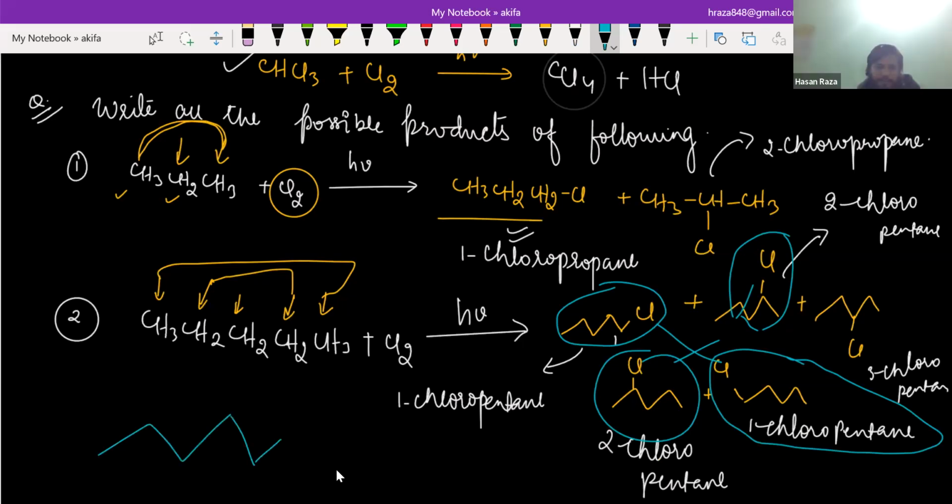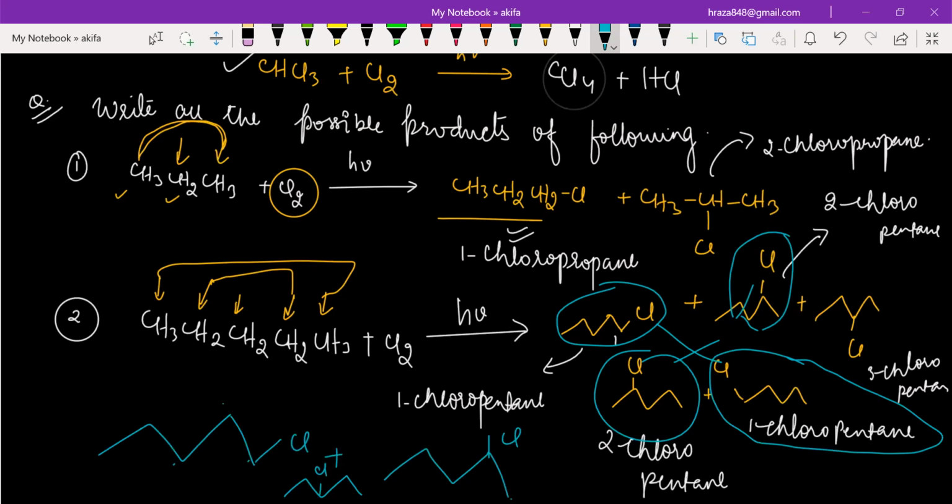The first product is this. The second product is this, and the third product is this. So it has only three products. Just write all this, then we'll move to the next chemical property, which is combustion.